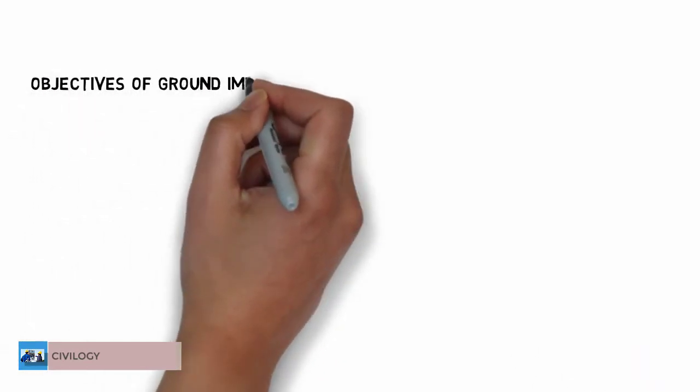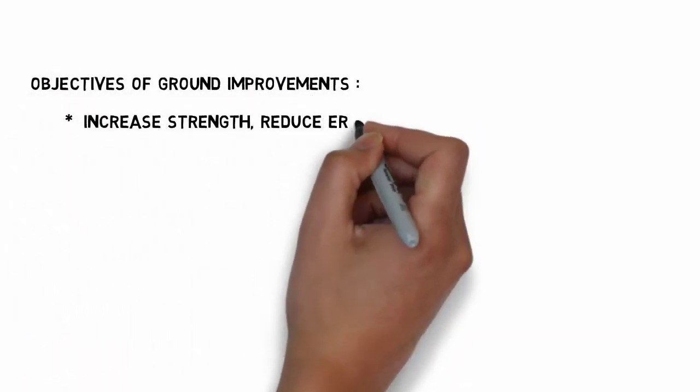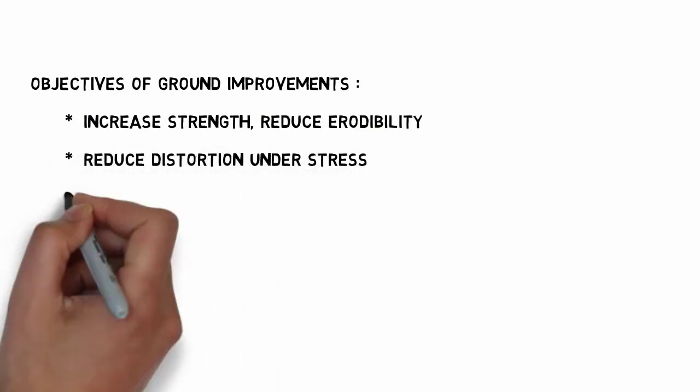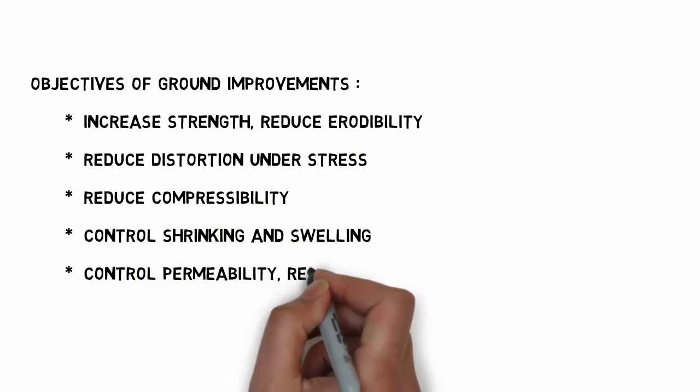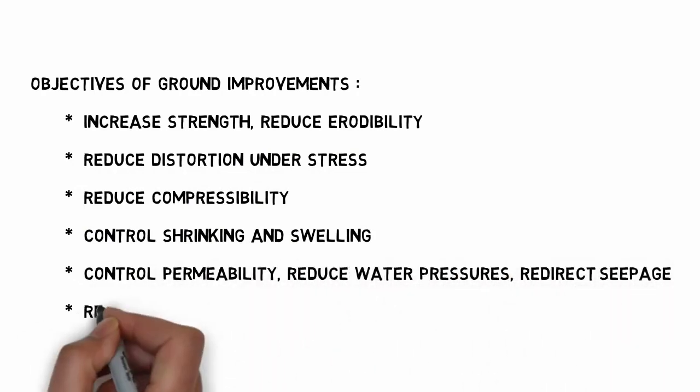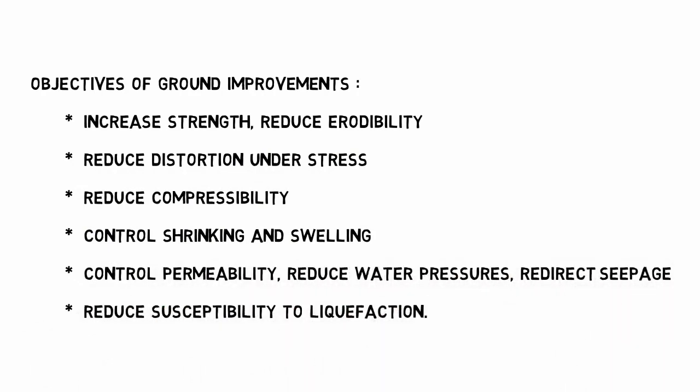So, objectives of ground improvement: increase in strength and reduce erodibility, reduce distortion under stress, reduce compressibility and control shrinkage and swelling, control permeability, reduce water pressures, redirect seepage, reduce susceptibility to liquefaction.